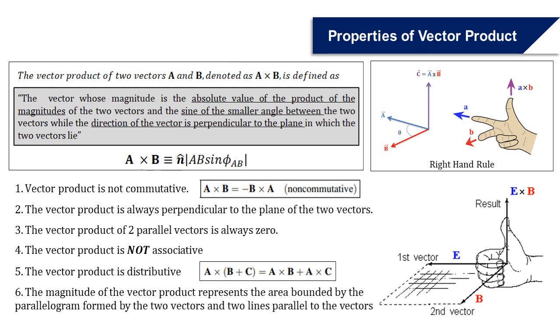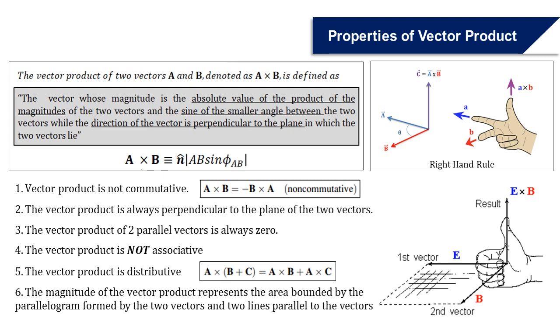Number 1, not commutative. 2, the vector product is always perpendicular to the plane of the two vectors. The vector product of two parallel vectors is always 0. Vector product is not associative, although it is distributive. And the magnitude of the vector product represents the area bounded by the parallelogram formed by the two vectors and two lines parallel to the vectors.